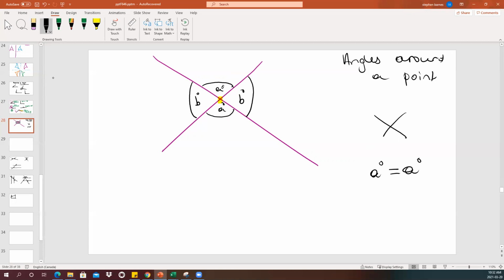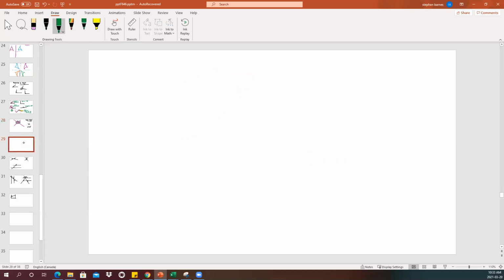So if you know the value of this one, for example, then you automatically know the value of this one because you can just apply the rule that says when angles form around a point, vertically opposite angles are equal. Any questions on that? No, it's good so far. So far, this is revision for you.